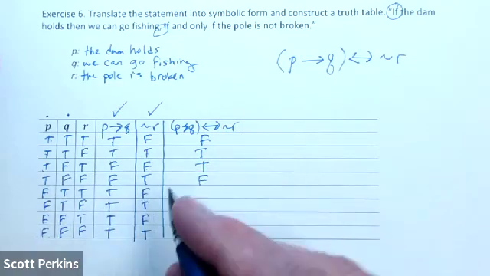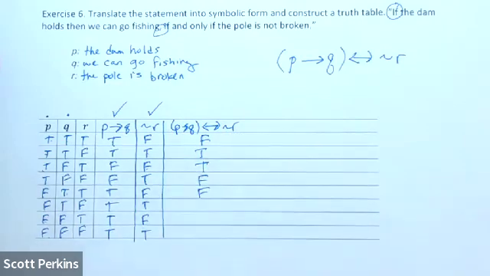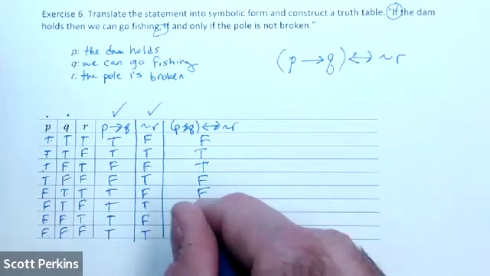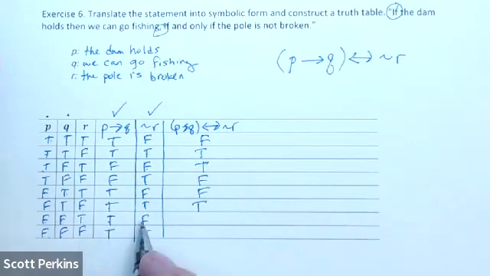True if and only if false, those are different. True if and only if true, those are the same. True if and only if false, those are different. And then finally, true if and only if true, those are the same. And that is my statement.